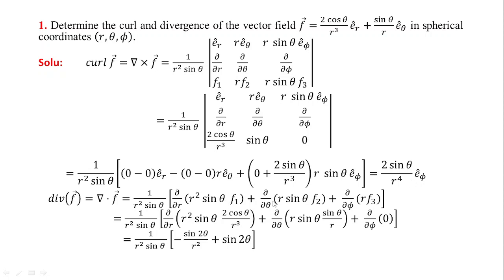Substituting f1, f2, f3 in the divergence formula and calculating the derivatives of these functions, we get the divergence of the given vector field, that is 1 upon r square sin theta multiplied by minus sin 2 theta by r square plus sin 2 theta. Thank you.